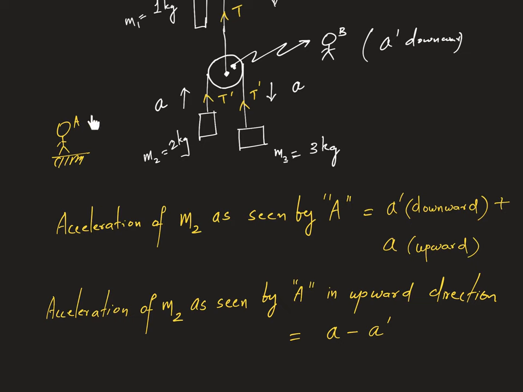First, you have to look at this point and see with what acceleration it is moving, and then with respect to this point, with what acceleration this mass is moving. When you add those two, you will get the acceleration as observed by this person A, who is standing in an inertial frame of reference. But the person B is not in an inertial frame of reference. Why are we doing this exercise? Because we can only use Newton's law in an inertial frame of reference.